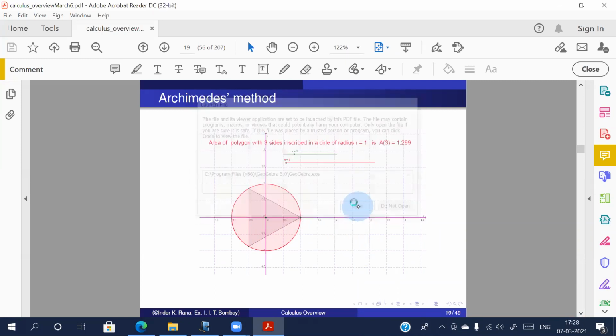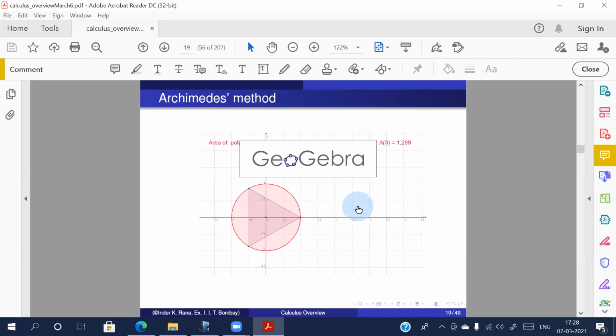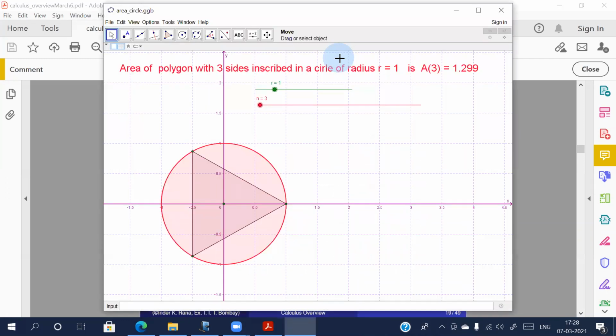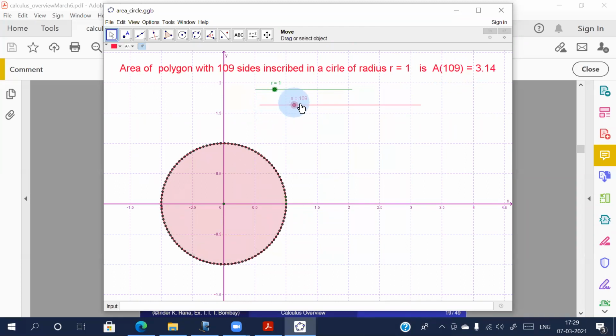There is a very nice applet in GeoGebra that you can make to show that. This is a circle of unit radius, and you can see the area of the triangle is 1.299. As you increase the number of sides, the value changes, and as I keep on increasing, even up to around 300, you get 3.141. That is the area of that many-sided n-gon inside. So that is basically how Archimedes did that.